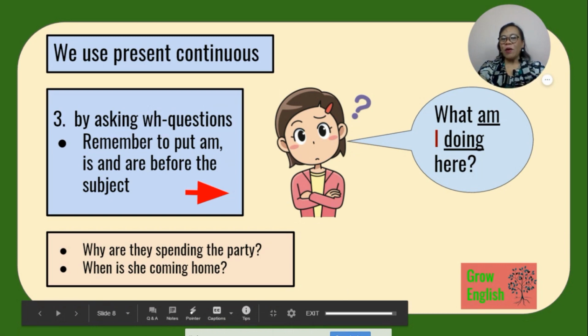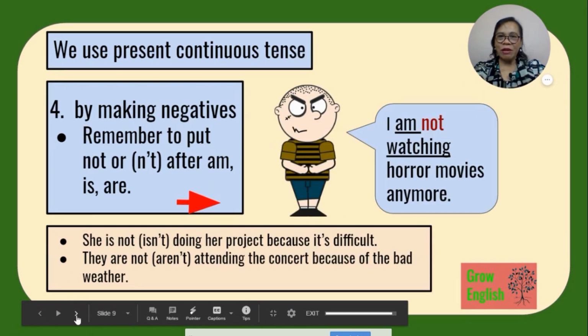Okay, so for the next examples, we have here, why are they spending the party? So this is how you construct a WH question. This question starts with the why and is followed by the verb are, the subject they, and the main verb spend, and the ing form, and the rest of the sentence. Okay? And the next example is when is she coming home? All right. So I hope these are clear to you. So next, let's go to the next slide.